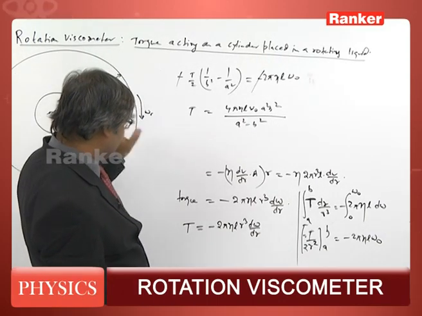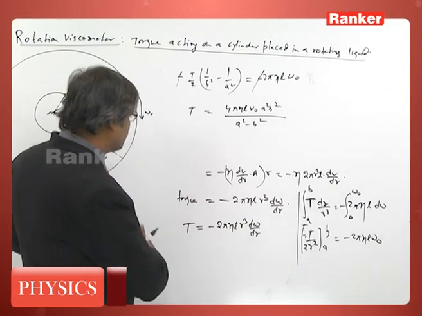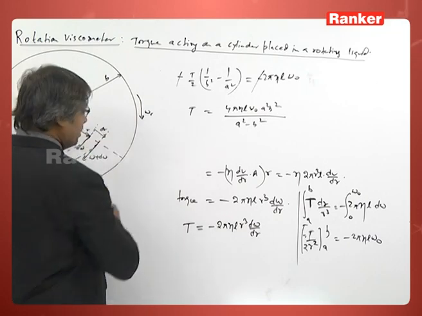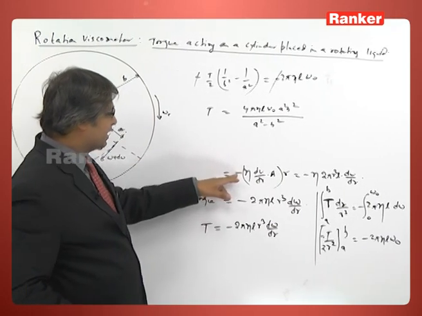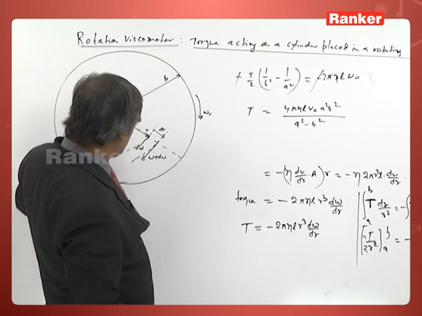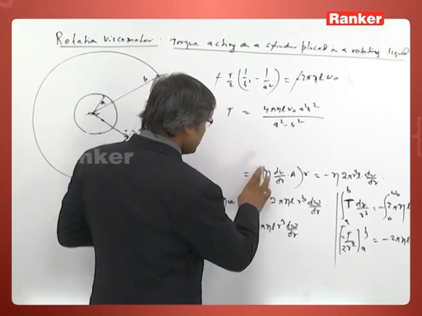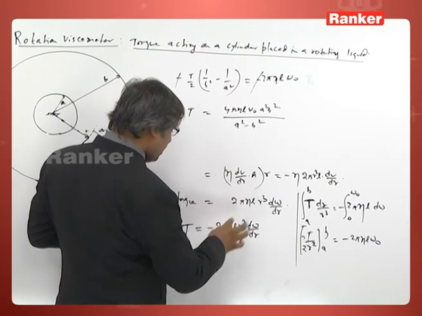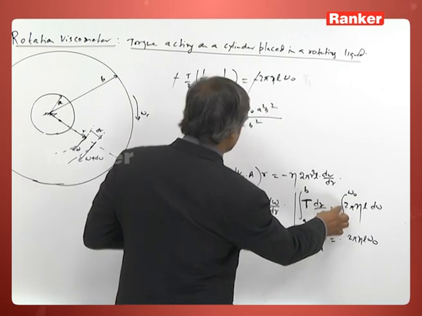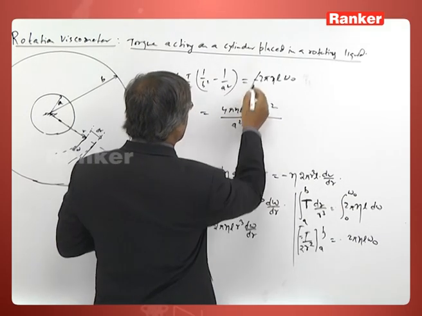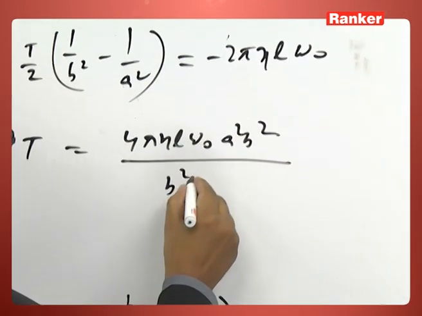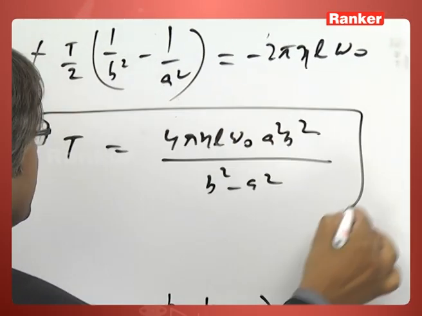Here the force I have assumed, I have taken negative, but for this torque it will be positive. So, I should not take this negative. I should eliminate this negative, and if I eliminate this negative, there will be one negative left out here, and so I will get B square minus A square. So, this will be the torque.